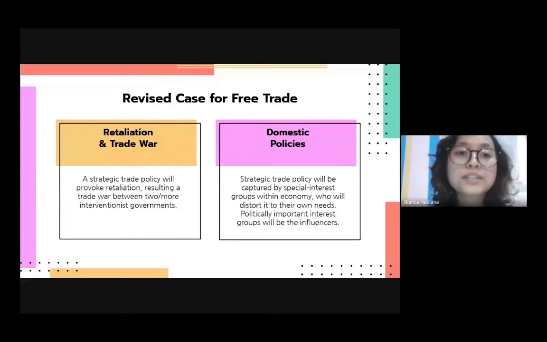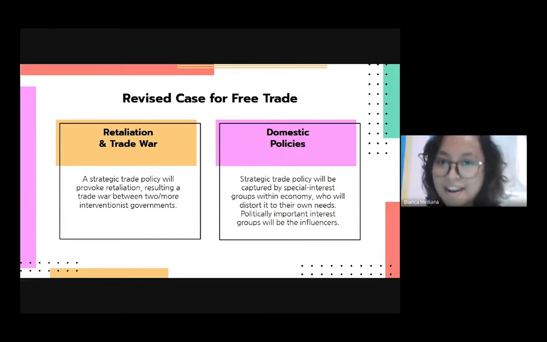In response to this challenge to economic orthodoxy, a number of economists, including some of those responsible for the development of the new trade theories, such as Paul Krugman, point out that although strategic trade policy looks appealing in theory, in practice, it may be unworkable. So this response to the strategic trade policy argument that we already talked about in the last slide constitutes the revised case for free trade. The first that we are going to talk about is retaliation and trade war.